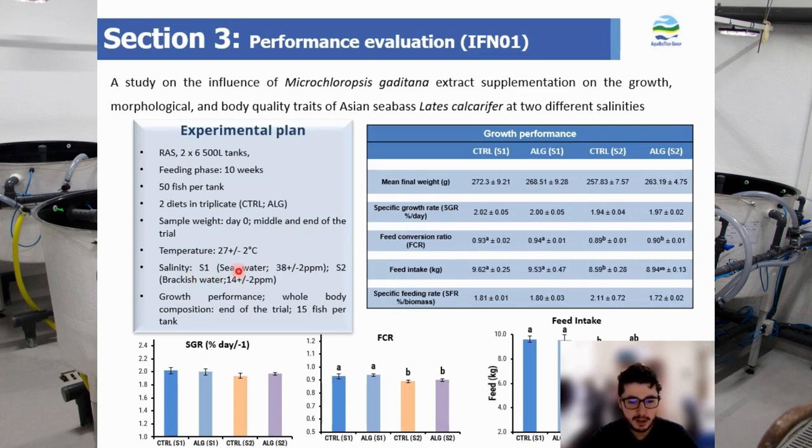System 1, seawater 38 plus minus 2 ppm. System 2, brackish water 14 plus minus 2 ppm. At the end of the trial, growth performance and whole body composition of 15 fish per tank were analyzed. As you can see, the graph is similar to the one previously described, and from the table that I'm highlighting, you can see how the performance was affected by the different diets, especially the feed conversion ratio.